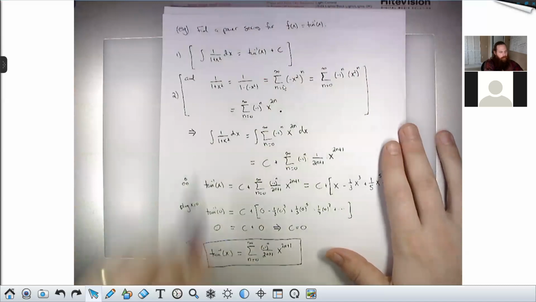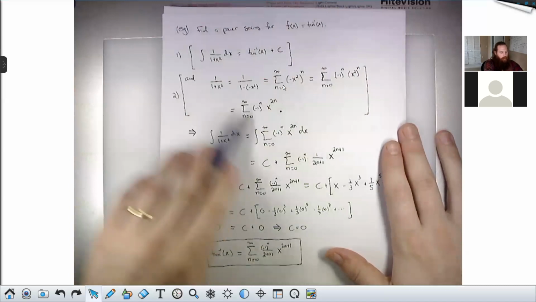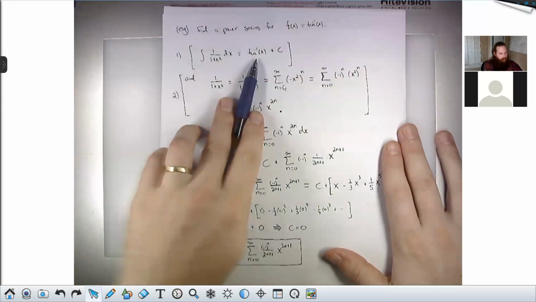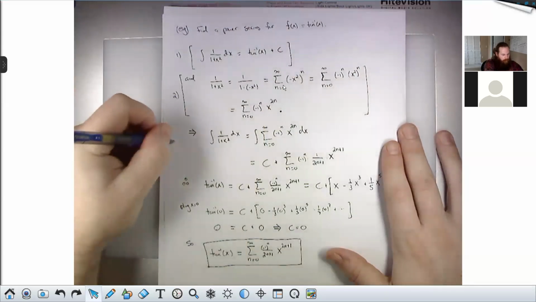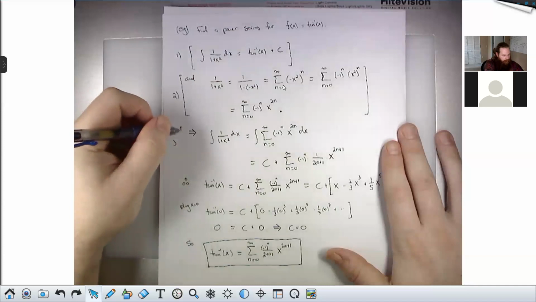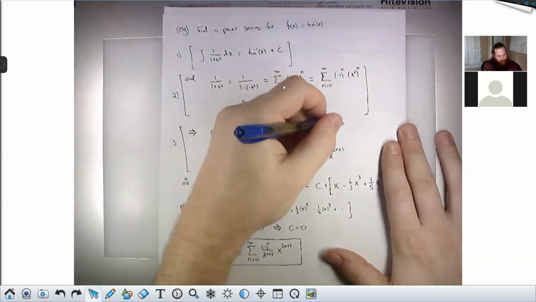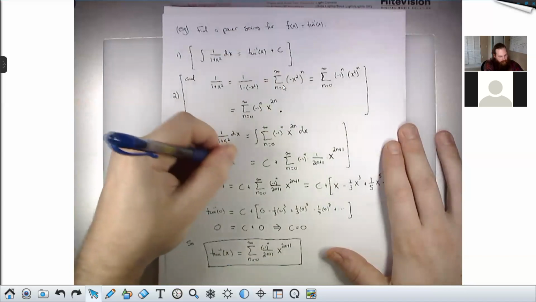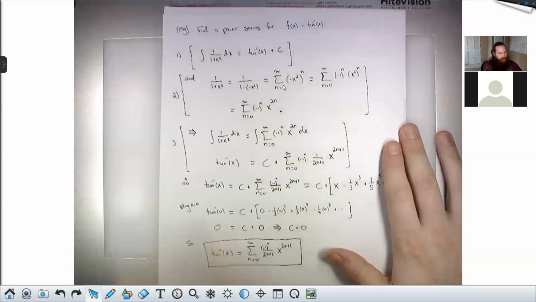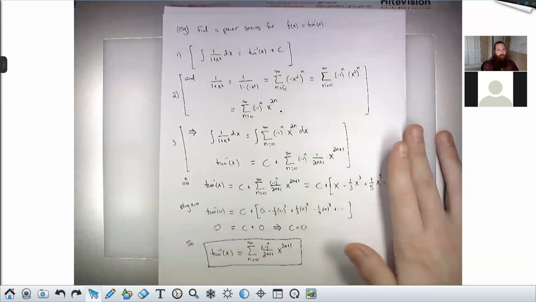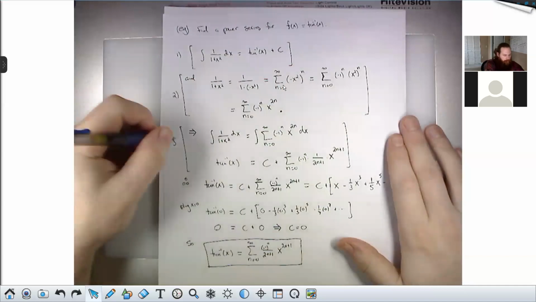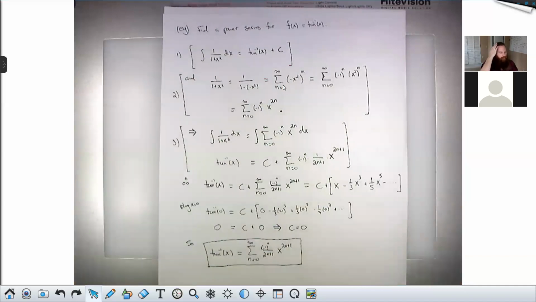And then I say, okay, I've got a series for 1 over 1 plus x squared. And I know that if I integrate 1 over 1 plus x squared, I get arctan. So I integrate. And I know that the result here is arctan, because this integral is arctan. I've just got my plus c on that side. Then I solve for c.